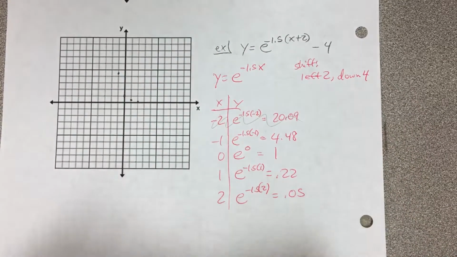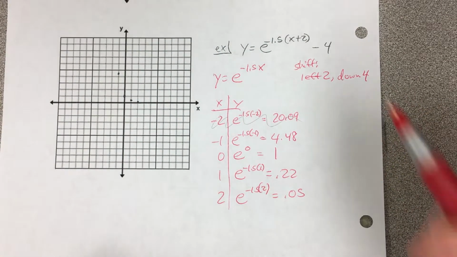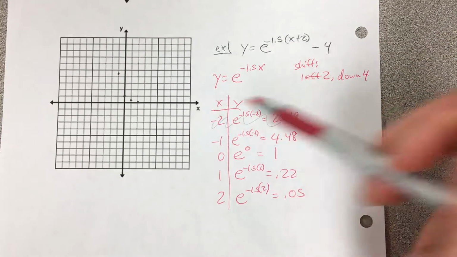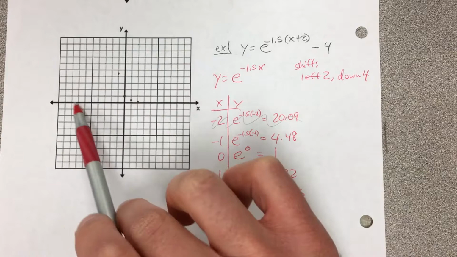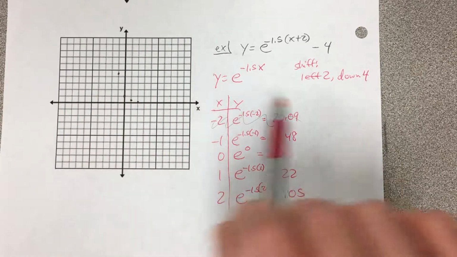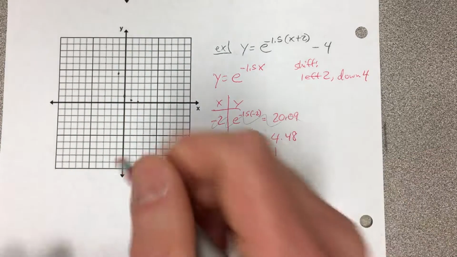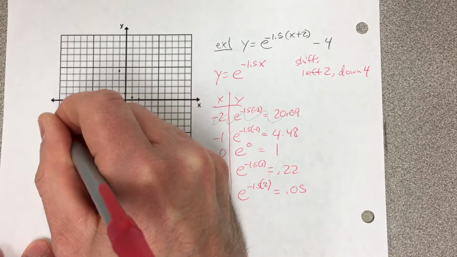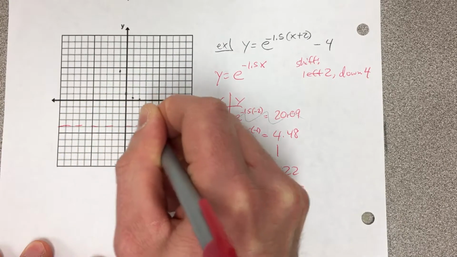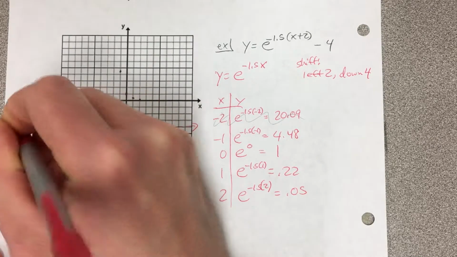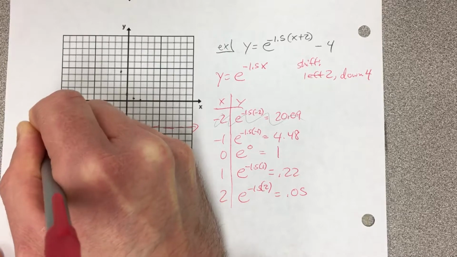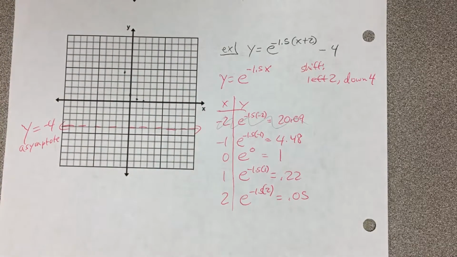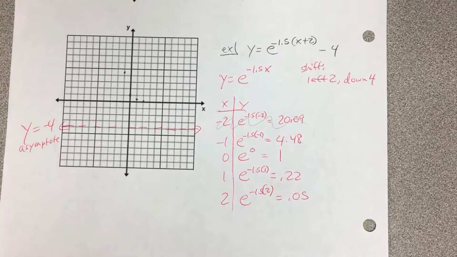Now, before I connect them, I want to think about the shift. And before I shift my points, I'm going to think about the asymptote. The asymptote starts out at y equals 0, but when it moves down 4, my new asymptote is going to be at y equals -4. That's my asymptote. And that helps me when I graph not to blow past the asymptote.